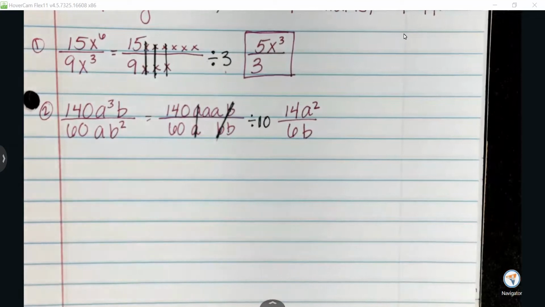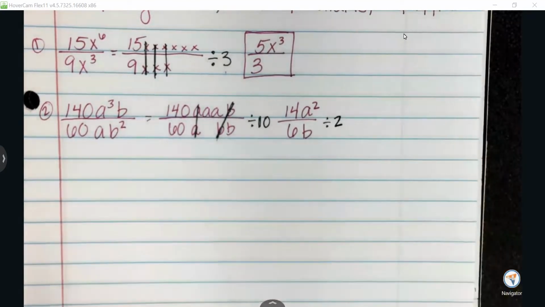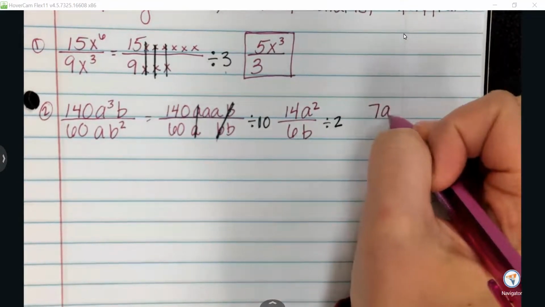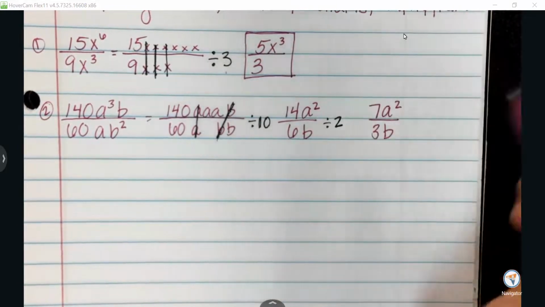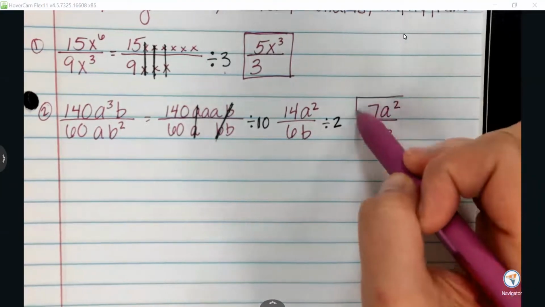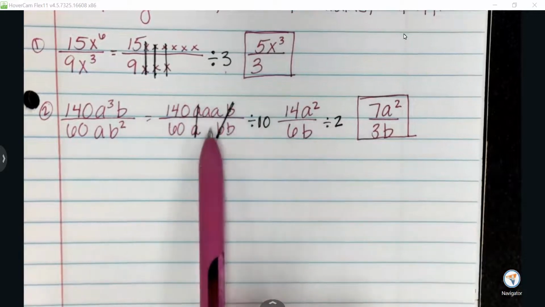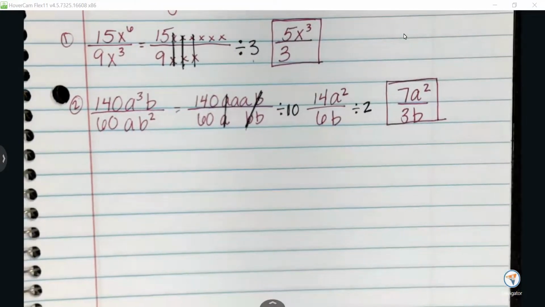So let's simplify again. What can I divide it by? By 2. So if I divide by 2, what will be on top? 7 what? A squared. And what will be in my denominator? 3b. Can this simplify anymore? No. So there would be my final answer. So just because you divide once doesn't mean you can't keep dividing to get to the final answer. Okay? All right, we're going to make them one step harder.